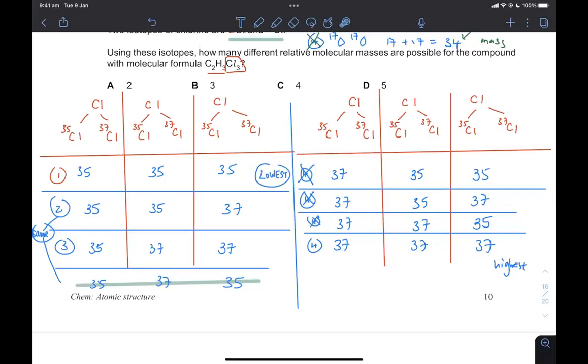Anything in between, this is 130. Hang on, what have I done? This is 135 to 37. This is 137 to 35. So these are the other two possible combinations in between. So altogether, I have 4 different combinations. Are you guys okay? Does anyone have any question on this?